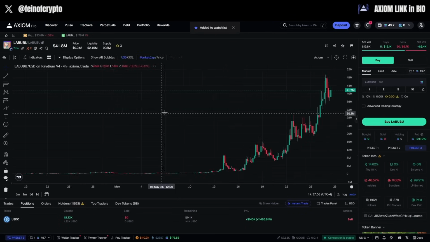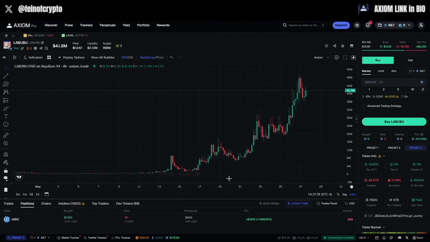Lababu. This is something new. Oh, look at that. Okay, this has a lot of volume recently in the last 2 weeks. From May 14th, it got a pump, slow sell-off, pump, slow sell-off, pump. Okay, there's some potential here.